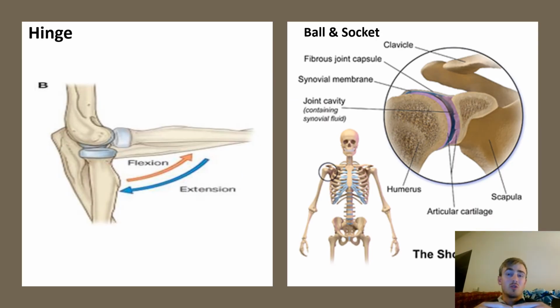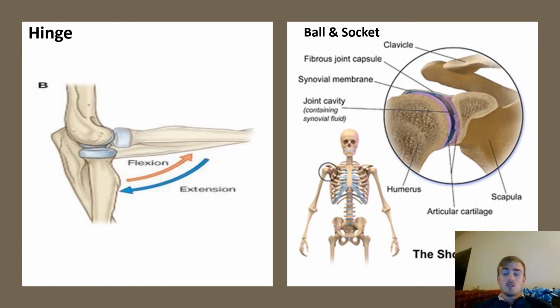The synovial joint itself contains many different types of joints, so this includes the gliding joint, the hinge joint, the pivot joint, the saddle joint, the condyloid joint, and the ball and socket joint. Examples of a hinge joint would be the knee or the elbow. Movement is only allowed in one direction within a hinge joint.